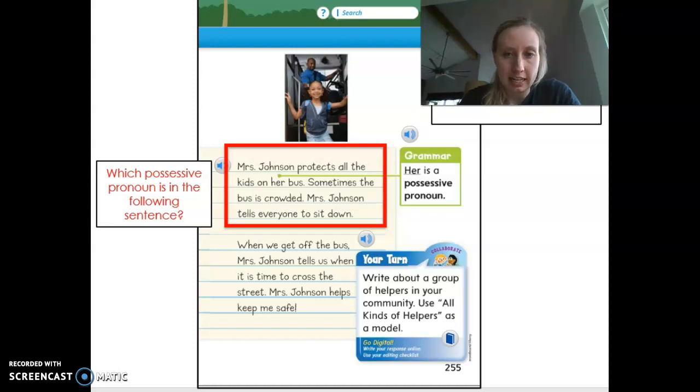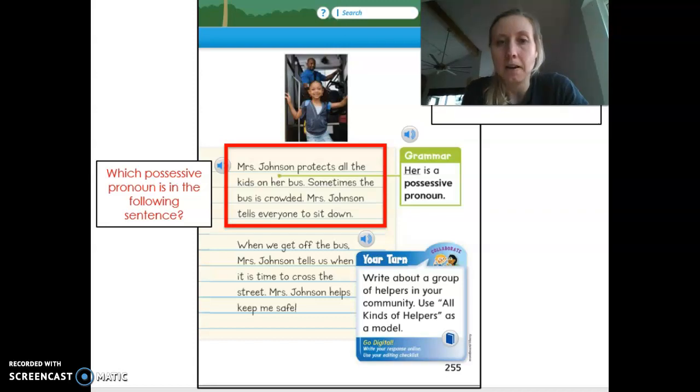I hope that makes sense. And let's just look at this. Mrs. Johnson protects all the kids on her bus. So what would the possessive pronoun be? Her. It's her bus.